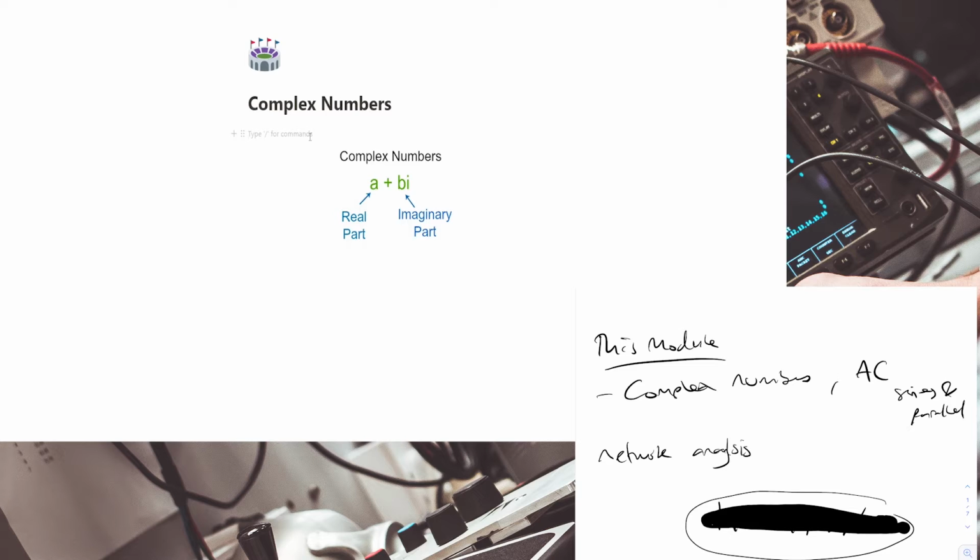Alright, so what I like to do is I like to test myself. So I'm going to... there you go. How is a complex number structured?